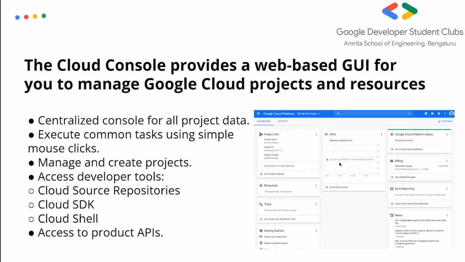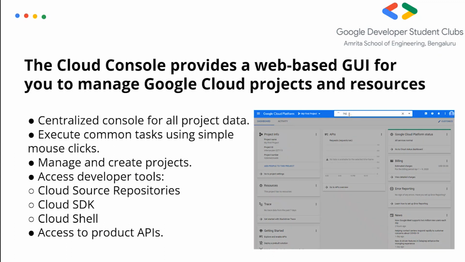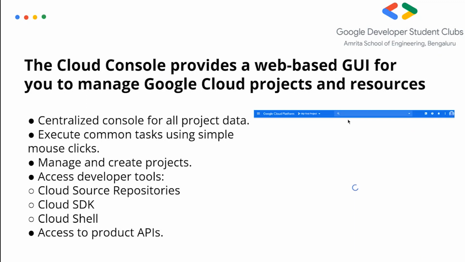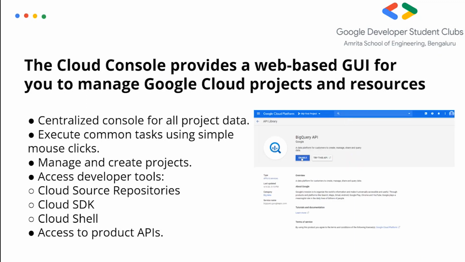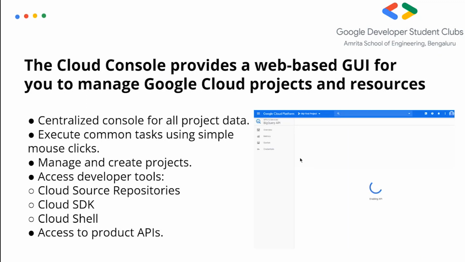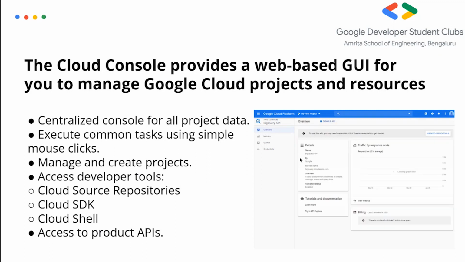Google Cloud Console provides a web-based UI for you to manage Google Cloud projects and resources. It is a centralized console for all project data, where you execute common tasks using simple mouse clicks. Developer tools, Cloud Source Repositories, Cloud SDK, and Cloud Shell are parts of it. And you can access product APIs using this GUI provided by Google.